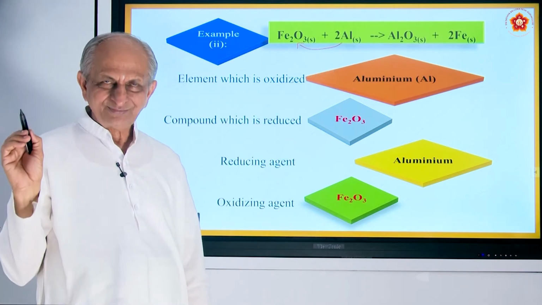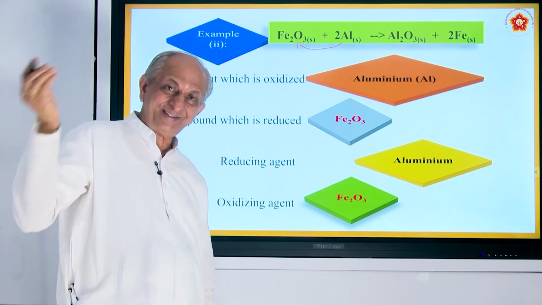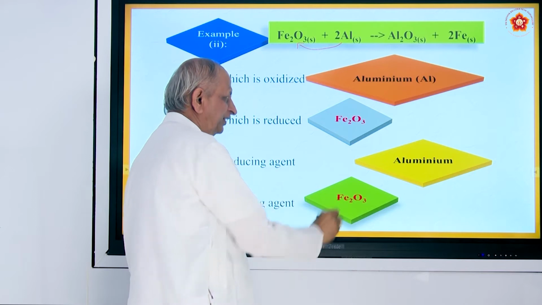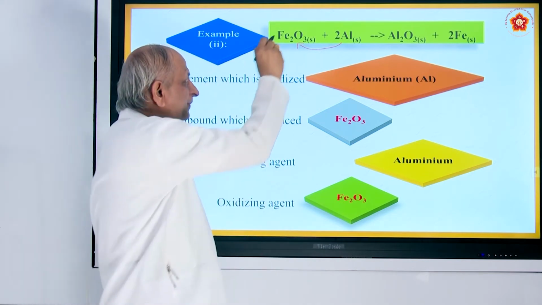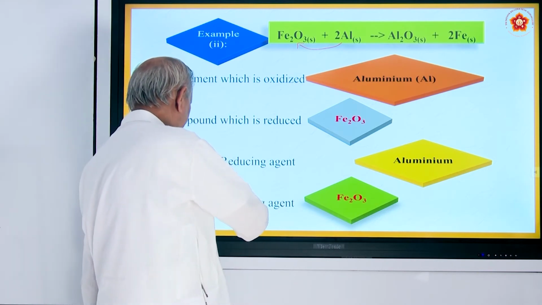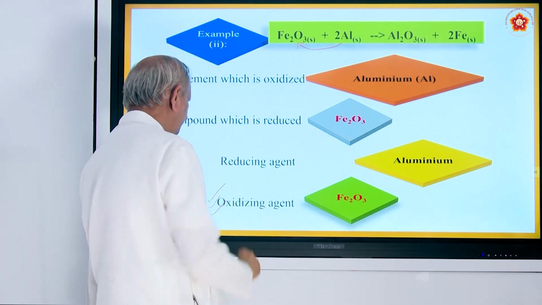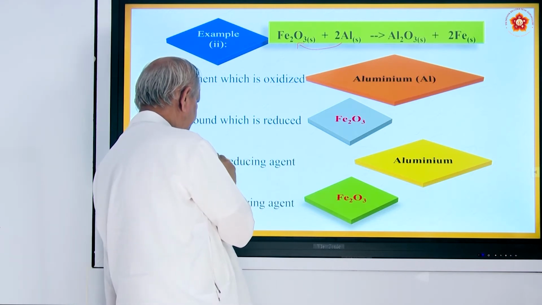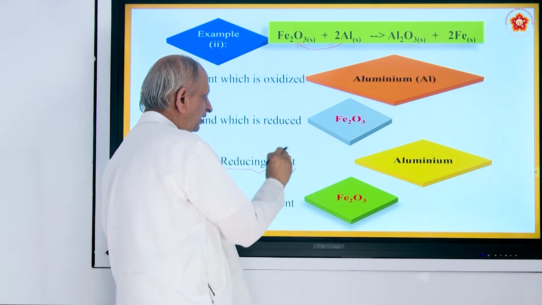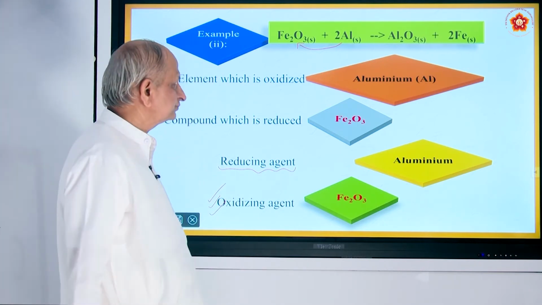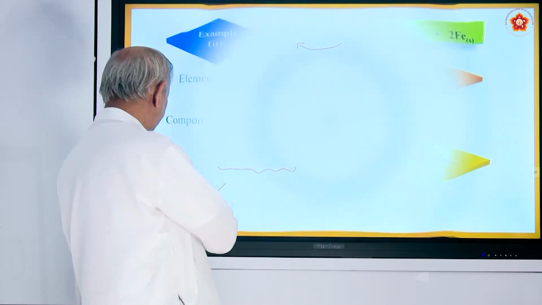Is it clear? The substance which oxidizes the other, here it is ferric oxide which oxidizes aluminum into aluminum oxide. Therefore it is called oxidizing agent. And aluminum is called reducing agent because it reduces iron oxide into iron. Okay, so this is a thing you must note.